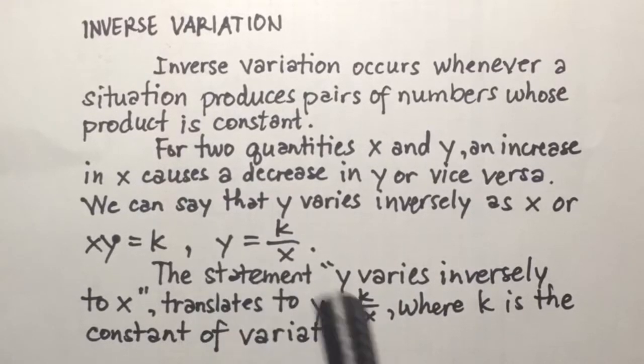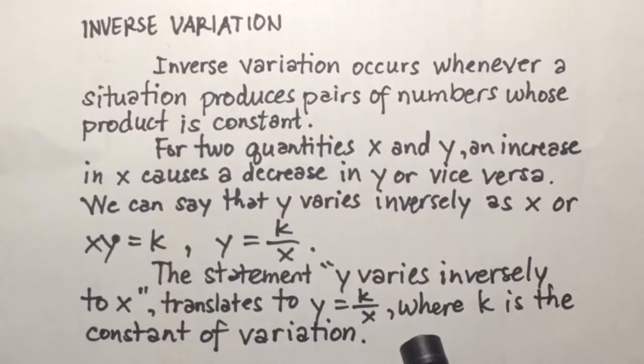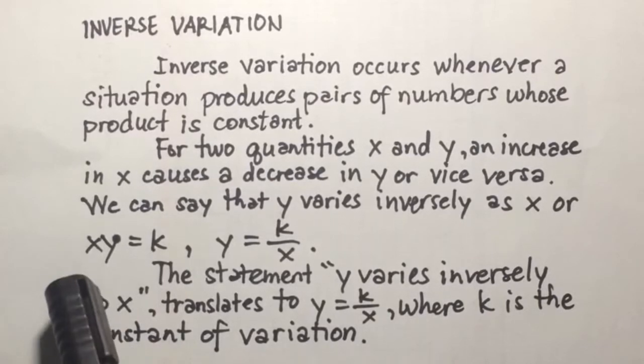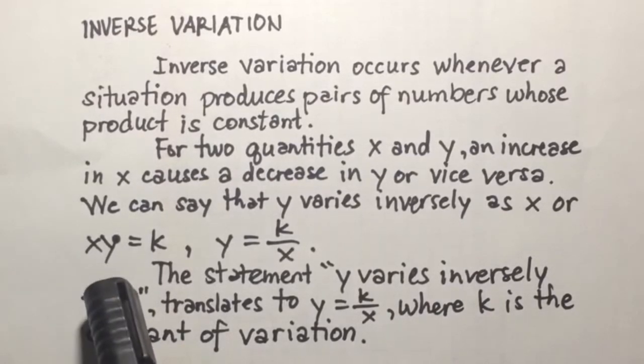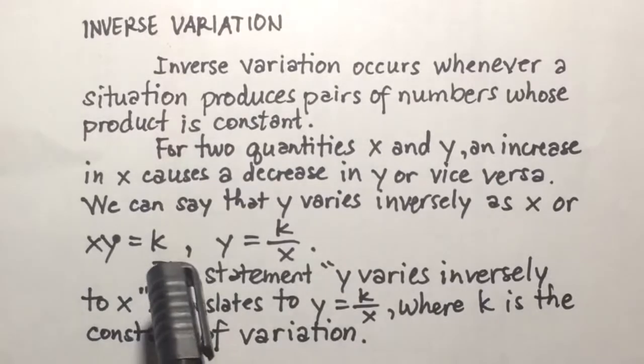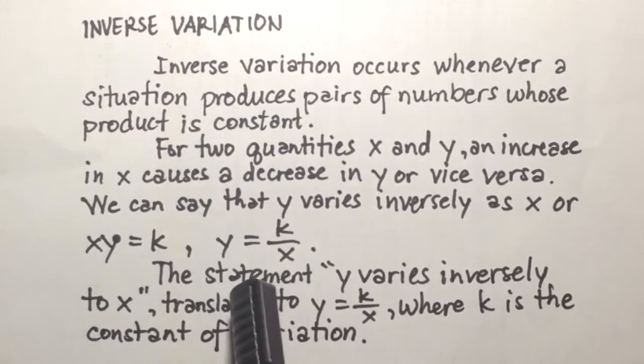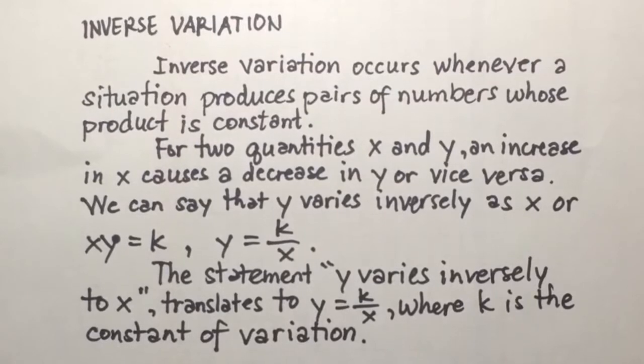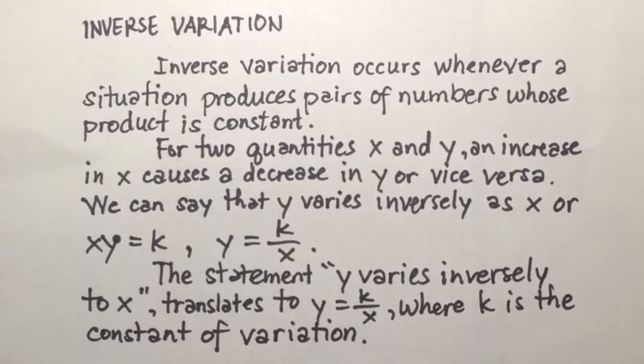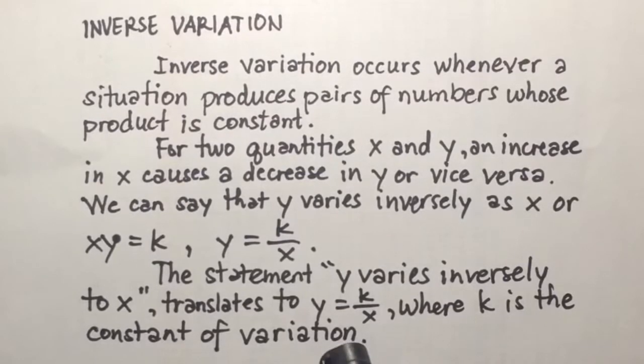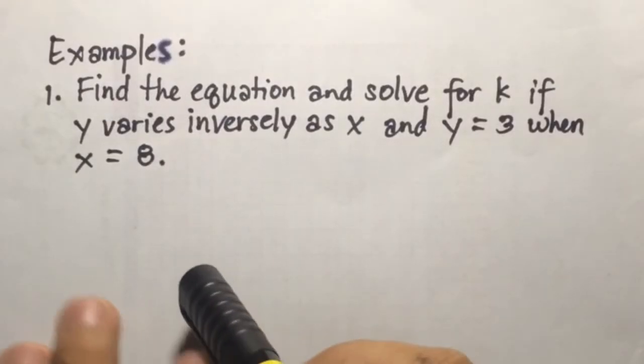So we can say here that y varies inversely as x, or the product of the two, x times y, is a constant k. Or we can write it as y equals k over x. The statement y varies inversely as x can be translated to y equals k over x, where k is the constant of variation. Now let's have some examples.